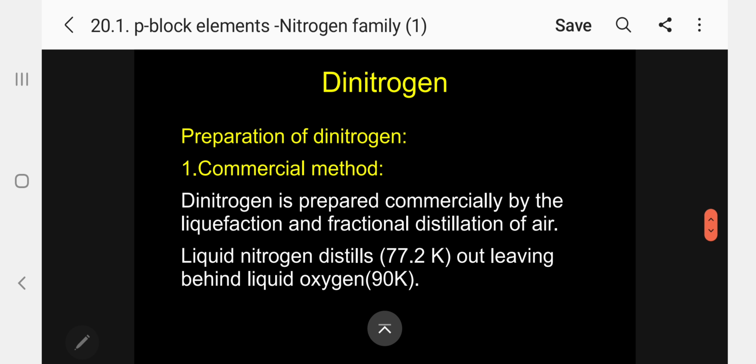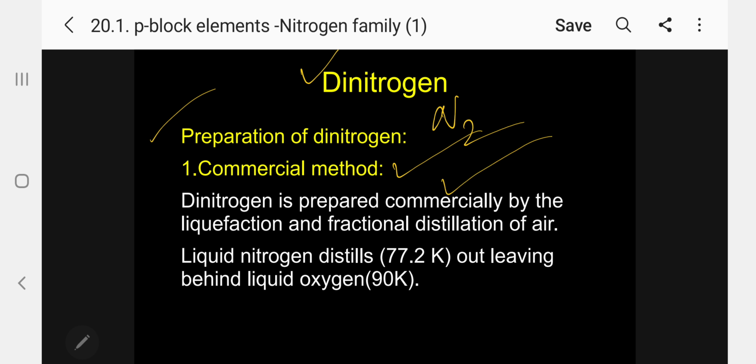So here, let me introduce now the general properties. I will discuss dinitrogen preparation and properties under this chapter. Kindly follow. Preparation of dinitrogen, that is N2, the first member. Commercial method.